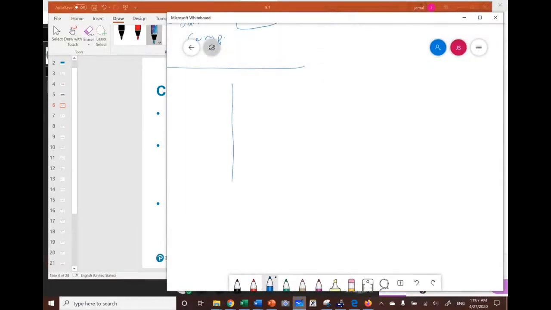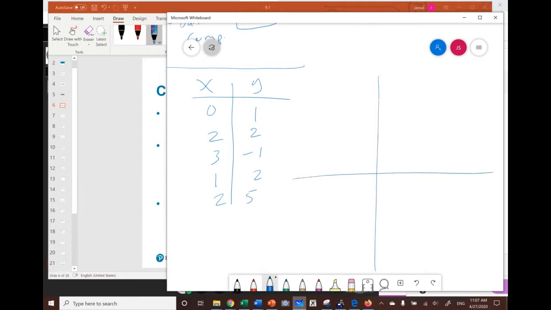For example, let's say that you have a table of X's and Y's: 0, 1, 2, 2, 3, -1, 1, 2, and 2, 5. Let's say that we have those points. Now let's assume that those are the days, or forget the days. Let's say that you were fishing and you caught fish, where X is the length of the fish.